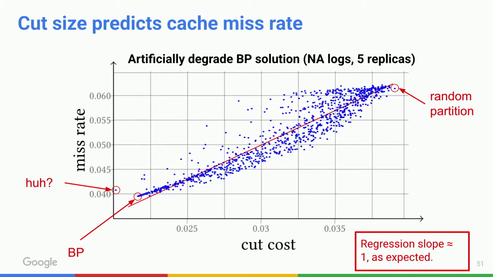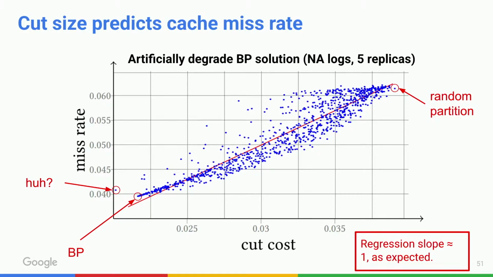But I'm really proud of this picture. What did we do here? We solved this balanced partitioning problem. This is for the North American logs using 5 replicas. And the question is, is the cut size in that partition actually predictive of anything? We hope it is. And here's the experiment we ran.